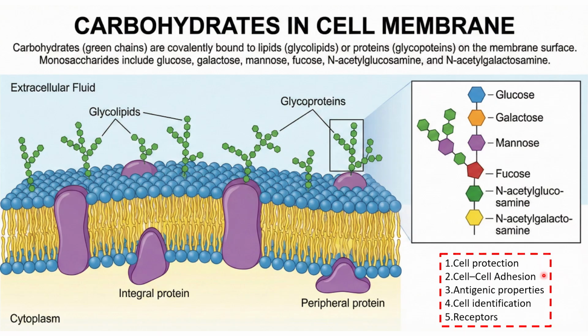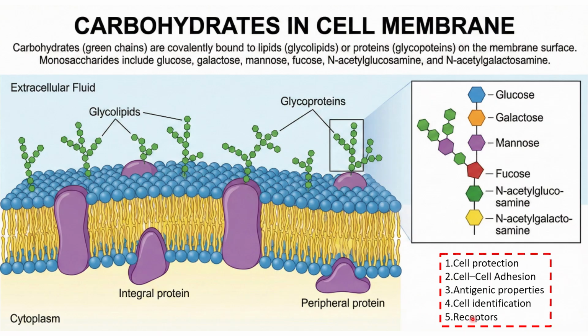Then, through tight junctions and desmosomes, cell to cell adhesion happens because of these carbohydrates. Certain bacterial surface carbohydrates act as antigens detected by the body. Hence, these carbohydrates also give antigenic properties. And the ABO blood group antigens, for example, which are also made up of carbohydrates present on the cell membrane, help in cell identification.